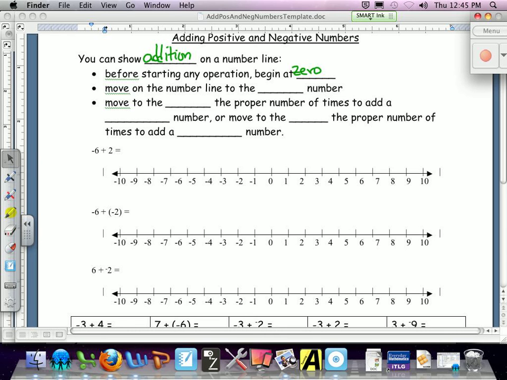To show that movement on the number line to the first number, we've got a couple of options. We can bounce over to it, and then you show an arrow saying I bounced in this direction to get there. Or you can make a straight line to it. We're going to show both in our notes, but you have to show the arrow, so you show the direction of that movement. And then the last step is to move to the right, or up the number line, when you're adding a positive number. You want to make sure you increase when you add a positive. Therefore, you're going to move to the left the proper number of places to add a negative number.